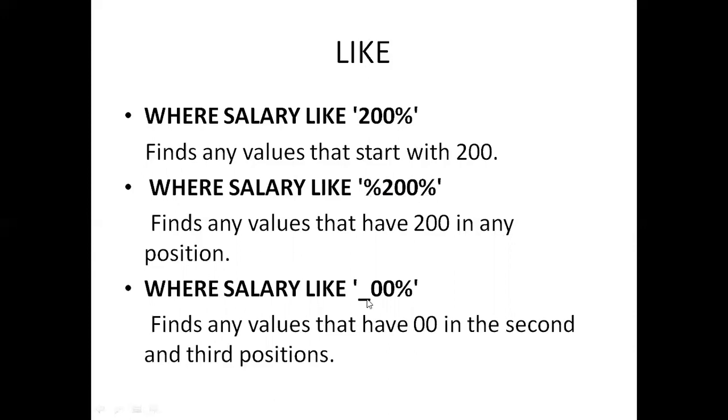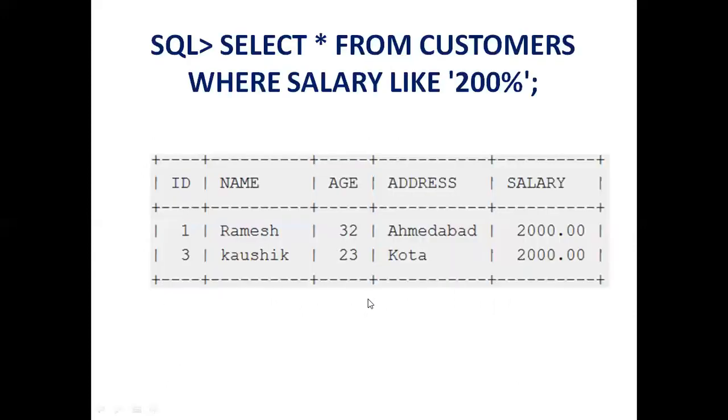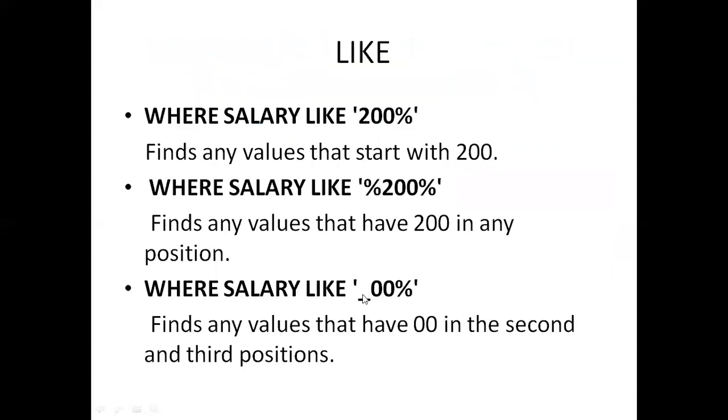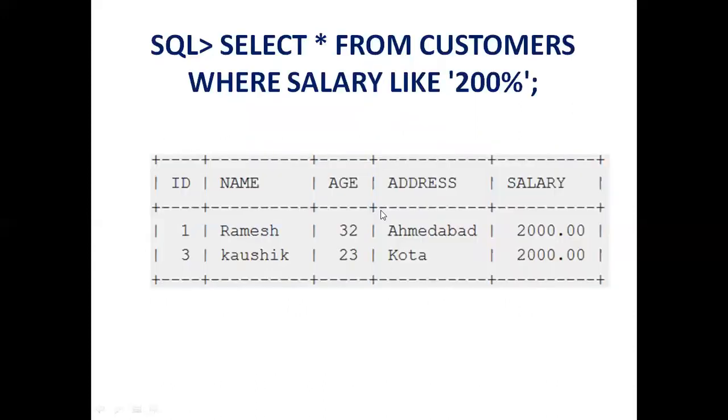Now this is one more, underscore. Underscore specifies the position: underscore 00 percentage. That means this is the first position, isn't it? So in the second and third positions you should have zeros, followed by anything here. Here also you can have anything. So what is the output for this? Here you can have anything, but in the second and third positions you should have 00. Likewise, you can have any examples by using underscore and percentage symbol.